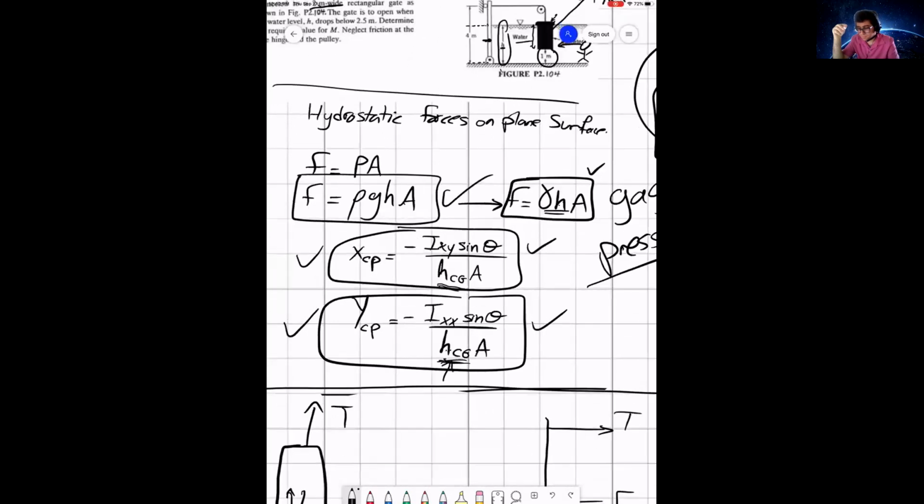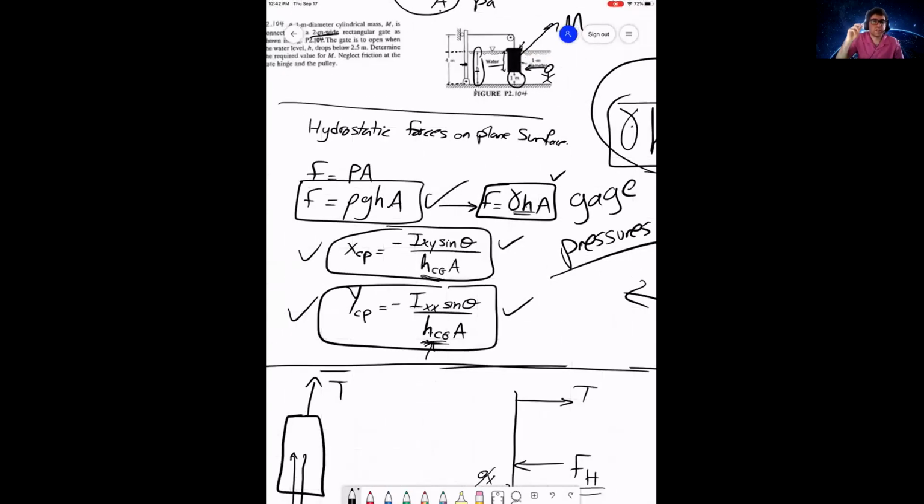It's more clear now. Okay, so we only care about the section of the gate that is submerged into water. This 4 meter is kind of misleading because some of it is not even submerged into water, like this section right here. We only deal with submerged surfaces. Okay.